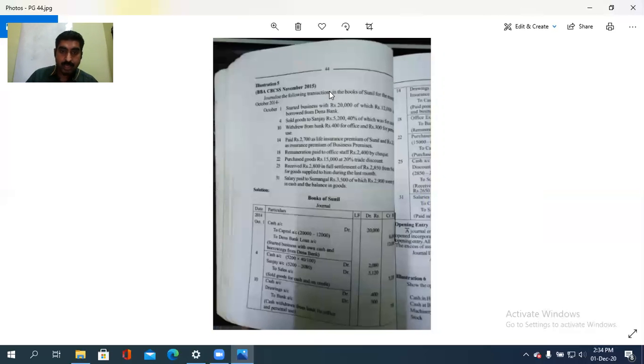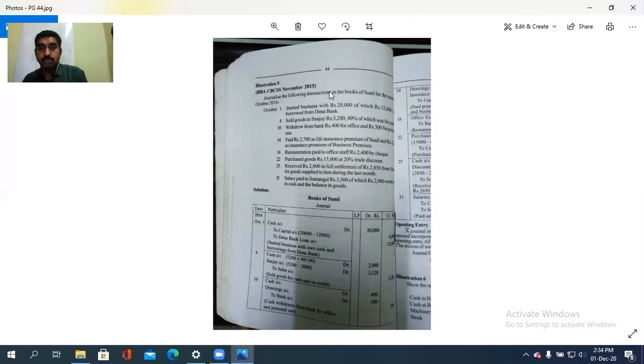And finally, salary paid to Sumangal, rupees 3,500, of which 2,900 were paid in cash and the balance in goods. So salary account debtor to cash it is 2,900 and the balance in goods.